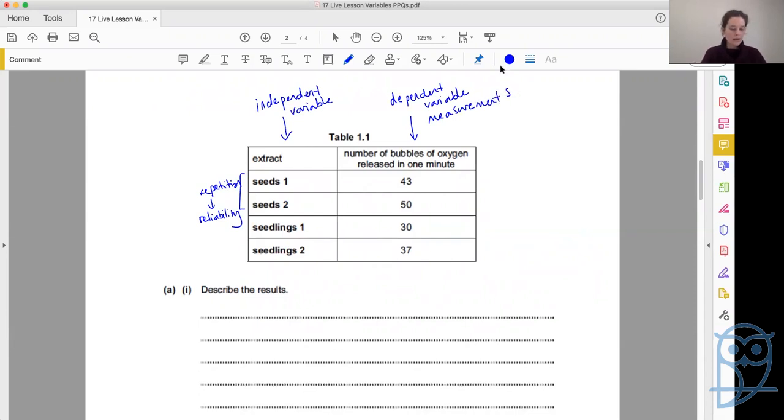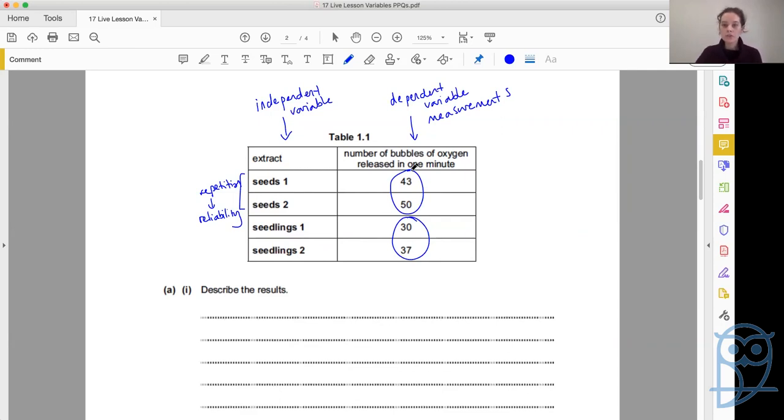So the first thing they asked us to do is to describe the results. Well, here is actually a very nice indication of why we want to do repetition to increase reliability. These answers are not the same. Okay, you can see that they're closer. So seeds are closer to each other, seedlings are closer to each other, but it's not the same exact measurement. So again, it's sort of letting you know that we've got inaccuracies within our method.